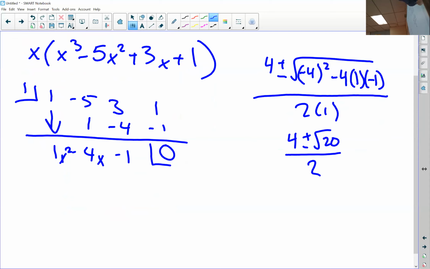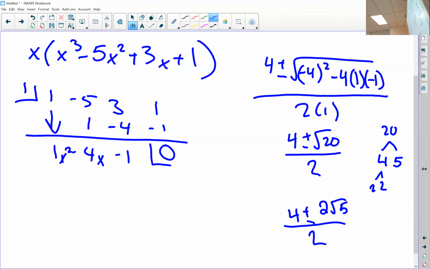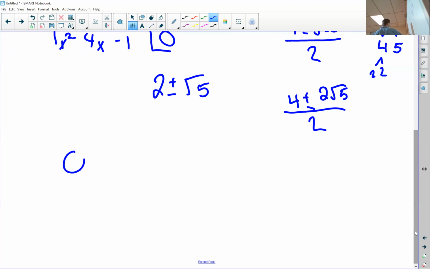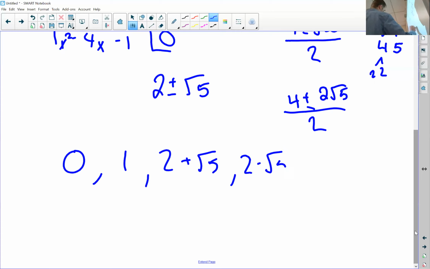Can I factor down a 20? 4 times 5. 2 and 2. So doesn't root 20 become 2 root 5? Hey, you guys did learn something once upon a time. Now I'm going to divide everything by 2. 4 divided by 2 is 2. 2 root 5 divided by 2 is root 5. So I've got 2 plus root 5 and 2 minus root 5. What were the other options that I had? So I had 0, 1, 2 plus root 5, and 2 minus root 5.